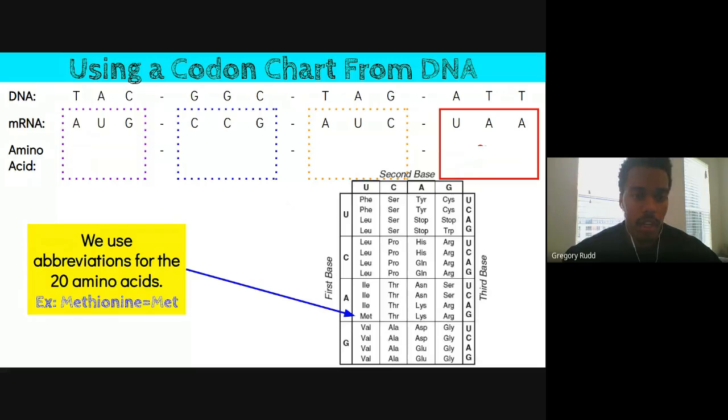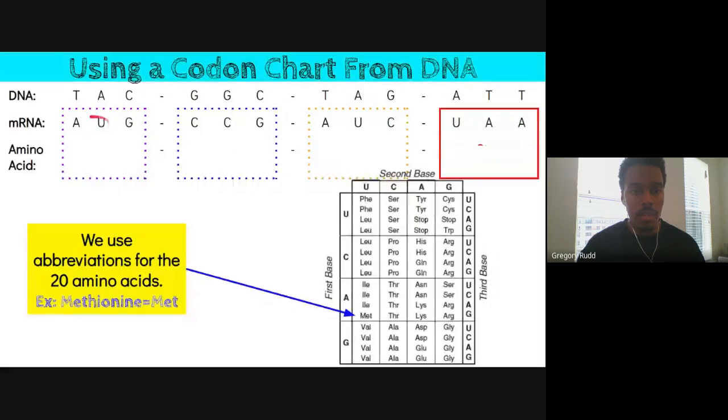All right, now we want to do the process. We want to do the work of translating. So we are currently in the language of nitrogen bases. I've got AUG, CCG, AUC, UAA, and conveniently, I've already put them in codons. So they're already in groups of 3, which makes it pretty easy to see. So AUG, what amino acid is that? You can just give me that abbreviation.